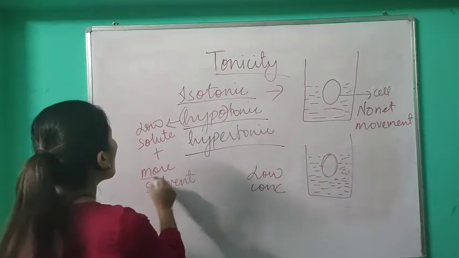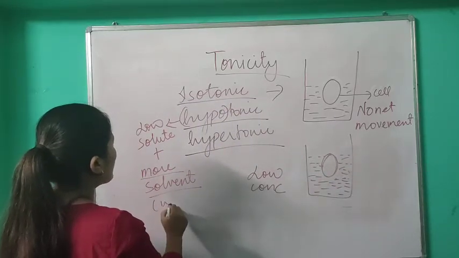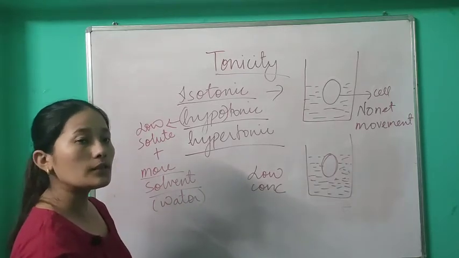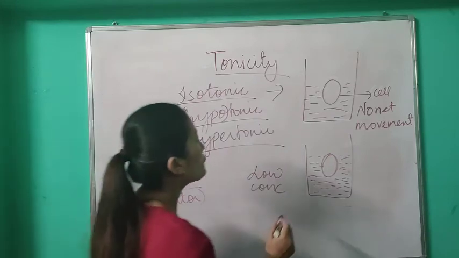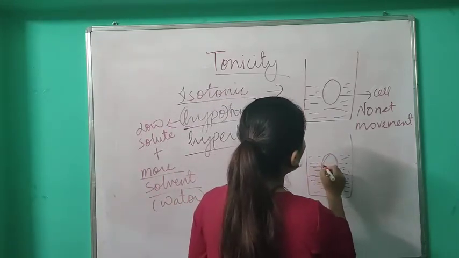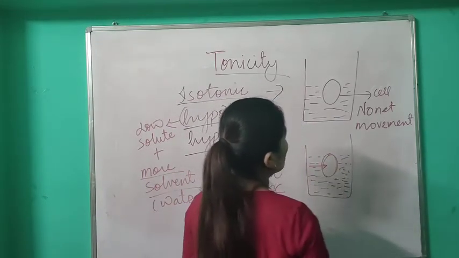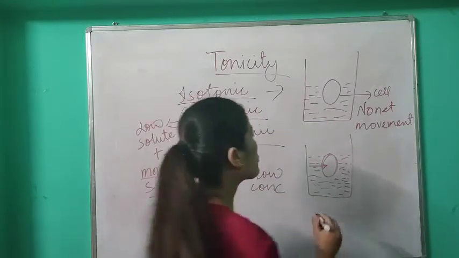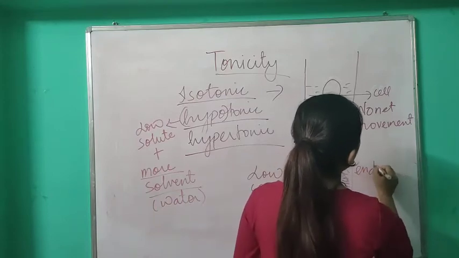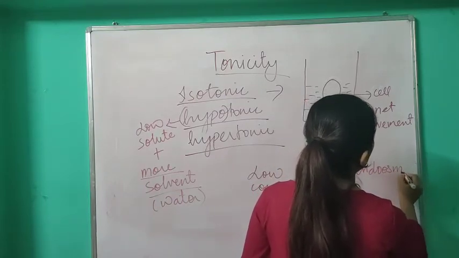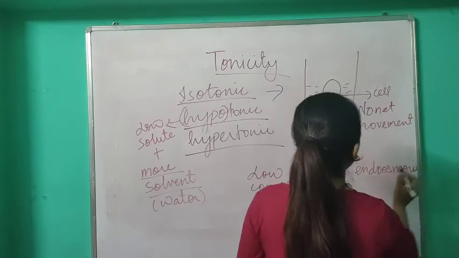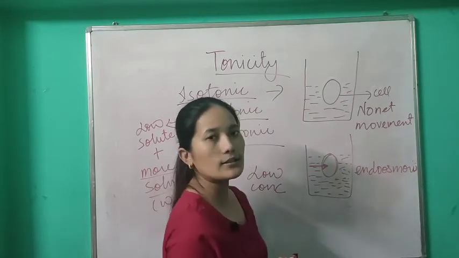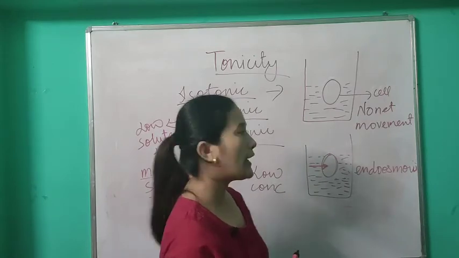So if you have a more amount of solvent here, in this case let us assume solvent to be water. So what do you think will happen? The water will be moving from outside, from the solution, towards the cell, leading to the swelling of the cell. This process is also known as endoosmosis. Here the movement of water is taking place from the solution into the cell, okay.